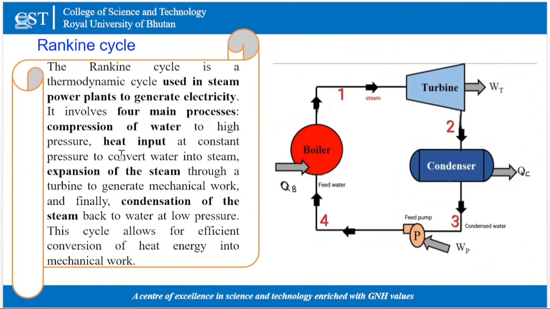Alright, so what is the Rankine cycle? The Rankine cycle is a thermodynamic cycle used in steam power plants to generate electricity. So this is the main context. You know what? Today approximately 60 to 70% of the world's electricity generation actually comes from thermal power stations, that is, steam based power plants.